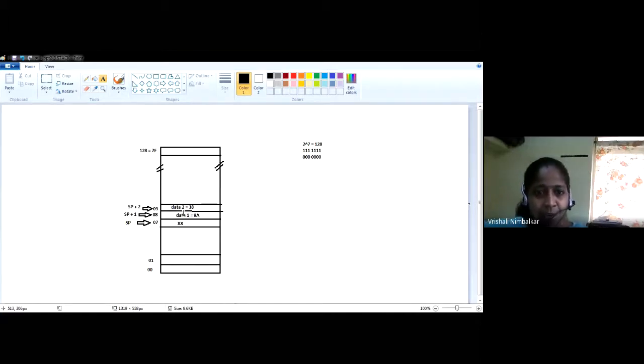Correct? And now when I want to read the data, I will first read from the address 9 hex. That means I will first read data 2 and the stack decrements by 1. Now I will read data 1 and the stack decrements by 1. So while storing, we go on storing sequentially, and while reading, we read sequentially also. So that's a major difference between the read-write memory of stack and a general purpose read-write memory. Stack is a sequential access memory.